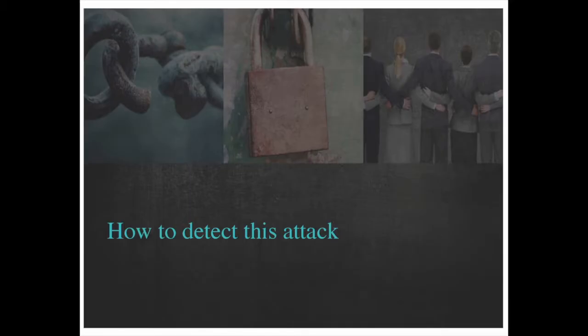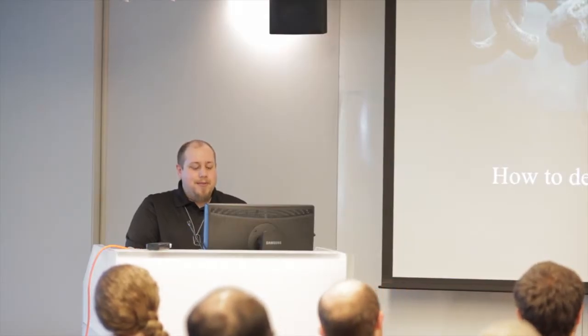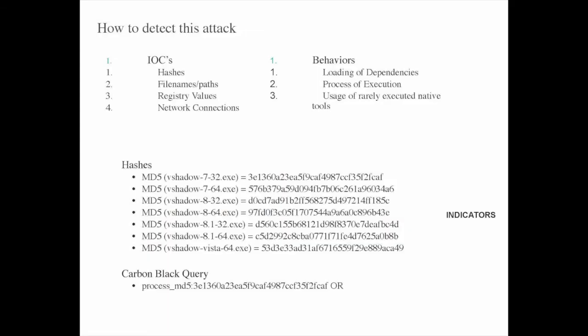So how do we detect this attack? How do we avoid the whining exec that's really upset? Let's talk about it a bit. We're going to stick to different kinds of indicators here. I broke it into 2 categories. There's IOCs, which I consider static indicators, so things like hashes, file names, registry values, even full paths, and network connections. I consider those static.